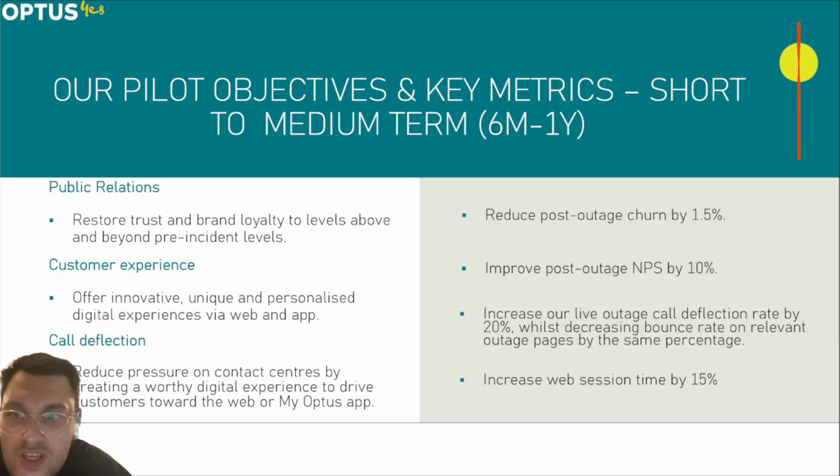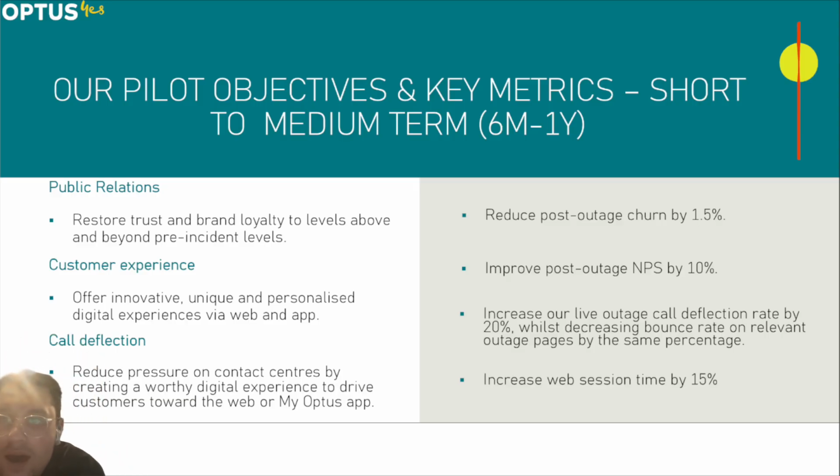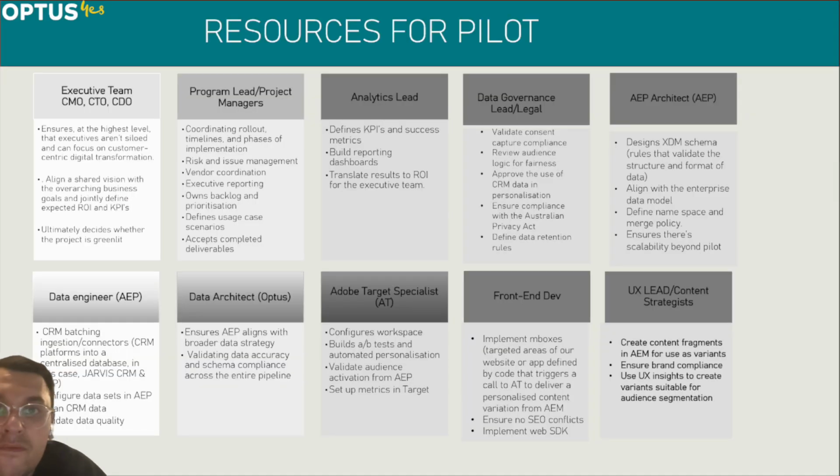So our pilot objectives: public relations, restore trust and brand loyalty to levels above and beyond pre-incident levels. So we want to improve post-outage NPS by 10% and reduce post-outage churn by 1%. Customer experience: offer an innovative, unique and personalized digital experience via web and app, increase our live outage call deflection rate by 20% whilst decreasing bounce rate on relevant outage pages by the same percentage. And call deflection, so reducing pressure on our contact center and driving customers toward the web or MyOpsis app, increase web session time by 15%.